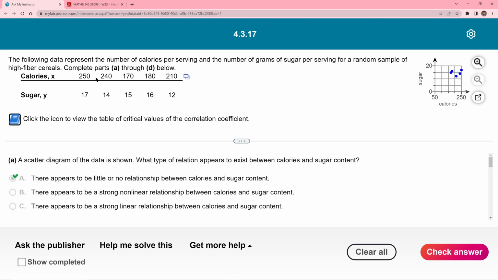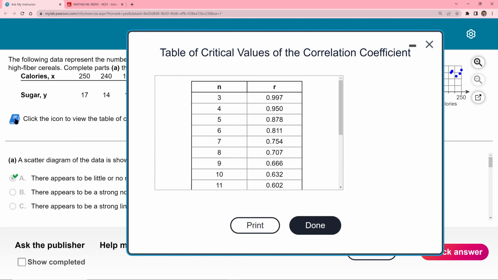The problem with this is the sample is somewhat small. And so because the sample is small, we will have to use this table of critical values as a guide to determine whether or not our correlation coefficient is good enough. Basically, the R value is the correlation coefficient. If you look at the table, if your sample size is on the left side, then you need an R to be more than this in order for you to have a correlation between the two variables.